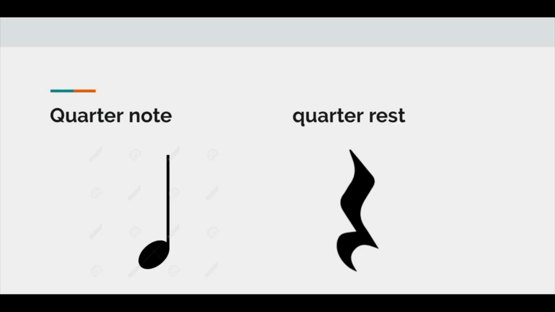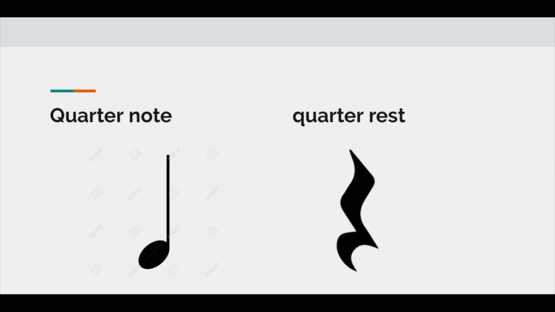So first you have the quarter note and the quarter rest. So the quarter note lasts for one beat, and it's the basic type of note. The quarter rest does the same thing, except it signifies silence.